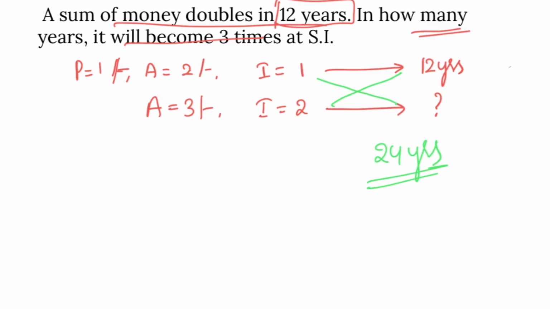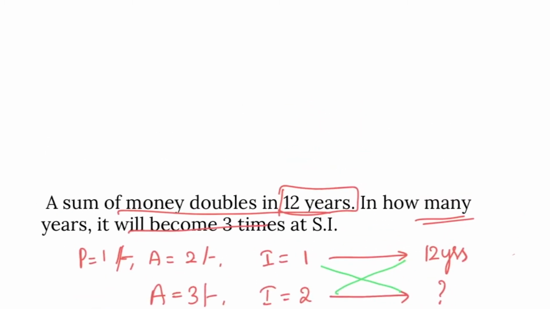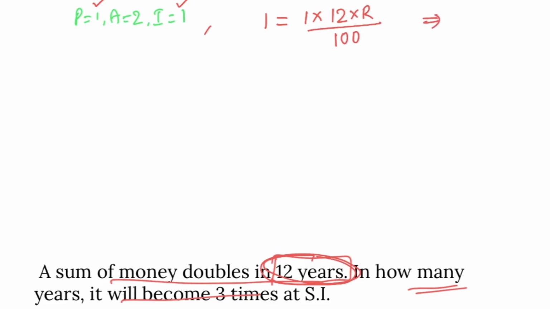Alternatively, you can do one thing. A sum of money doubles in 12 years. So if you borrow 1 rupee, it becomes 2 rupees. So there is an interest of how many rupees? 1 rupee. Using the formula I is equal to PTR by 100, interest 1 rupee is equal to principal 1 into time period, 12 years, into rate of interest R divided by 100. From that, rate of interest is 100 by 12. Is it?